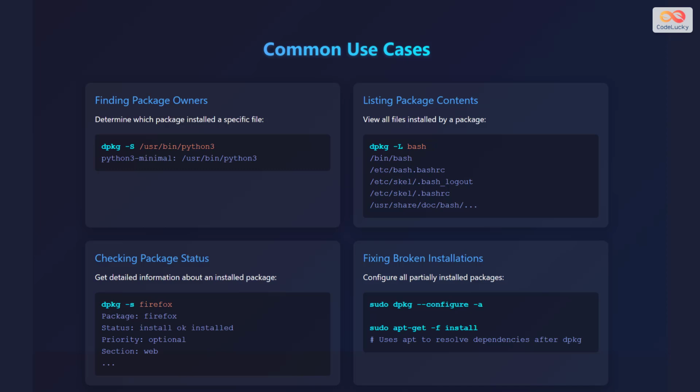Next, checking package status. To get detailed information about an installed package, use the command dpkg -s followed by the package name. For example, dpkg -s firefox. This will output details like the package name, status, priority, and section. Finally, fixing broken installations. To configure all partially installed packages, use the command sudo dpkg --configure -a. You can also use sudo apt-get -f install to resolve dependencies after using dpkg.